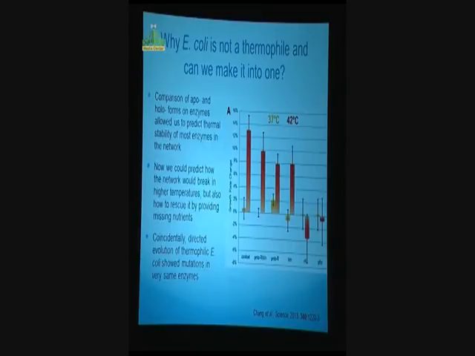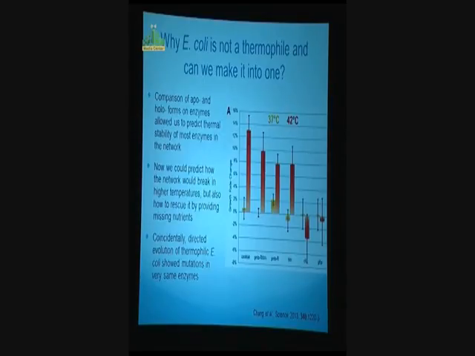So we predicted the thermostability of most of the enzymes in the network, and then we can answer a very abstract question, which is basically why E. coli is not a thermophile. And of course we came from Thermotoga, so we are used to thermophilic bacteria, but it's a very naive question. And E. coli is not a thermophile. When you heat it to about 42 degrees, it basically dies.